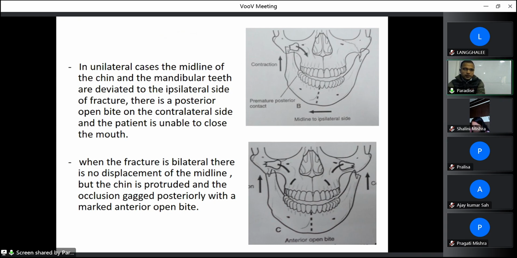In the case of condylar fracture, in unilateral cases, the midline of the chin and the mandibular teeth are deviated to the ipsilateral side of the fracture. There is a posterior open bite on the contralateral side, and the patient is unable to close the mouth. You can see in the first figure.